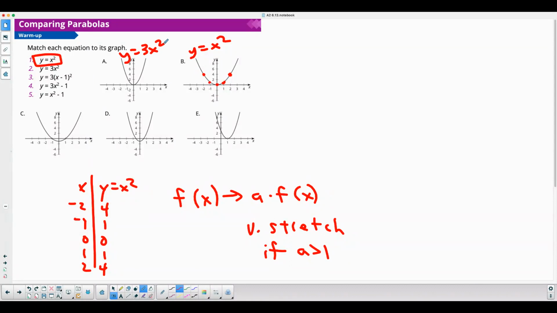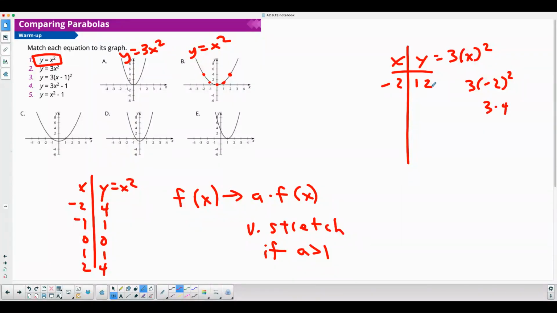Now, if you wanted to, you could make another table and match the points up. We could do an XY table and plug negative 2 in: 3 times negative 2 squared. We're going to get 3 times 4, which is 12. If I go left 2, I'm way up here at 12, which looks like my graph would go right through at 12 approximately. So you could make another table, or you could use some info that we already learned in previous chapters. So that one is going to be graph 2.